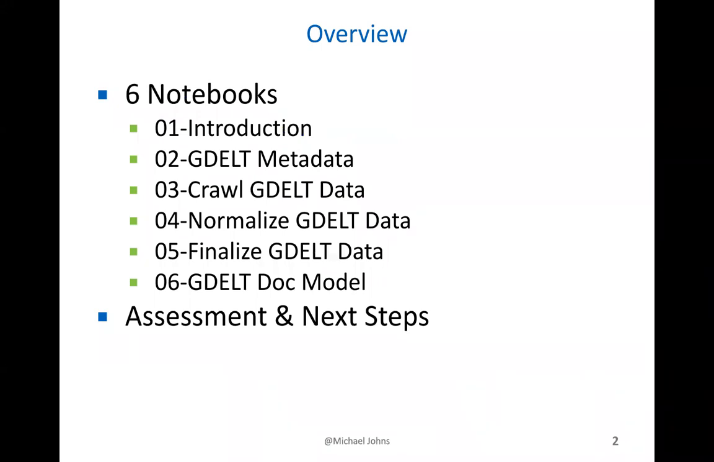So the project has 6 notebooks. They all have kind of a flow that starts with an introduction just to set up the data. And then the data itself has metadata associated with it that gives you some benefits that we'll get into. From that metadata, we're able to crawl against the URLs that are referenced as part of the collection, and ultimately go through some normalizing stages, finalizing to a master data frame, so to speak, and then do some modeling in the 6th notebook.